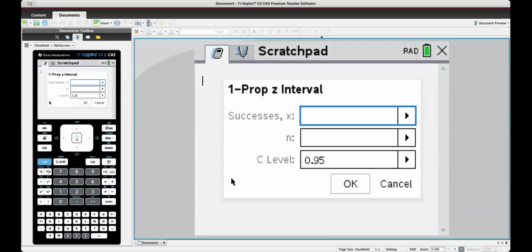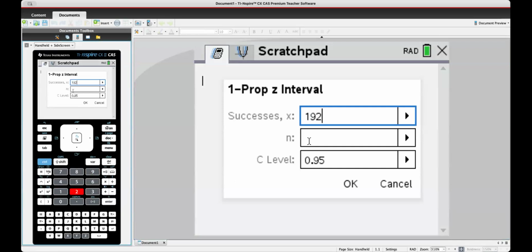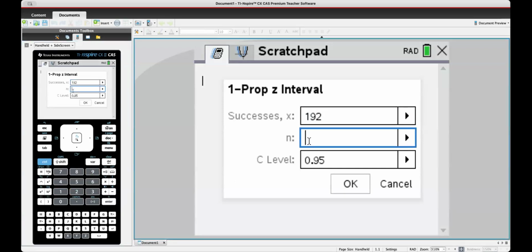And then fill in the data there. So number of successes, it was 192, I believe. Is that right? Let me make sure. Yes. So 192. The sample size was 594. And then my confidence level, the default level is 95%. So I'm going to leave that, but if it's not, I will need to change that. And I'm going to hit OK.